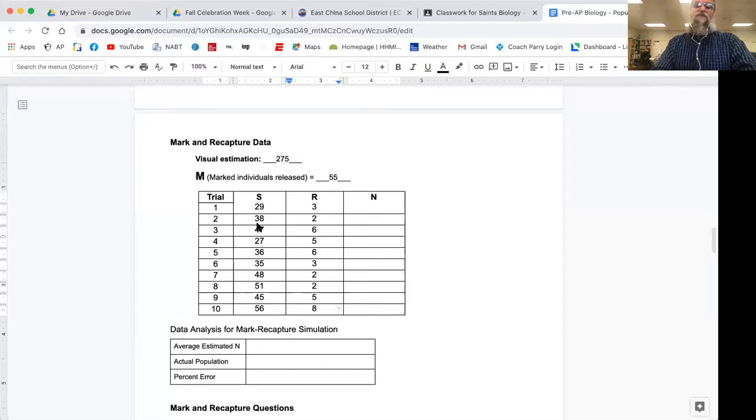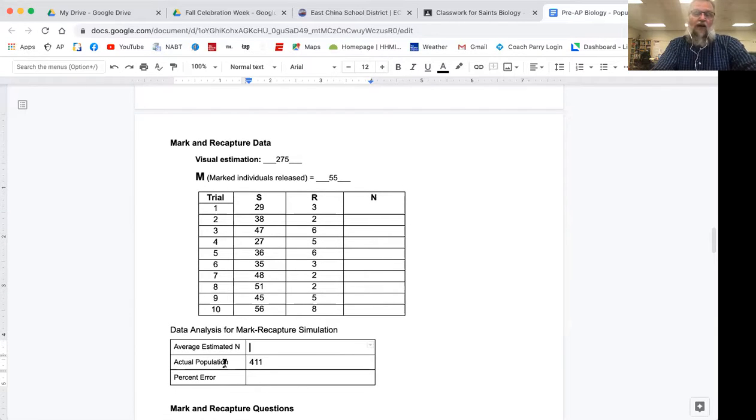Then it'll be 55 times 38 divided by 2. 55 times 47 divided by 6. And you'll get the estimated population size 10 times. You'll then take these 10 numbers, add them all together to get a total, and divide that by 10, because you have 10 samples, and that will give you your estimated number. Then we had to count the beans for the actual population, and when we counted the beans in the bag, there were actually 411. We then want to see how close our estimate was to the actual population.